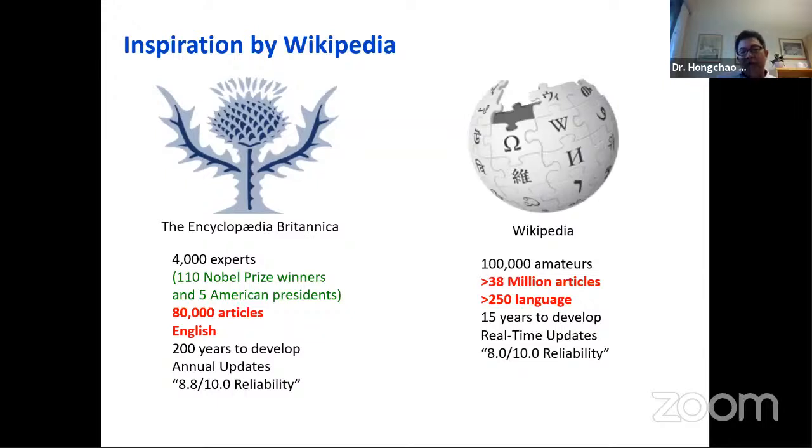in Great Britannia, you will see they have a total of 4,000 experts in history, but they only have 80,000 articles in English. If you compare it with Wikipedia, we have more than 38 million articles in more than 50 languages, and it is real-time updated. In comparison, the British encyclopedia is annually updated, and there are universities in the United States that compared the reliability. They said that Wikipedia has a reliability of about 80%. So you can see the reliability is quite high.